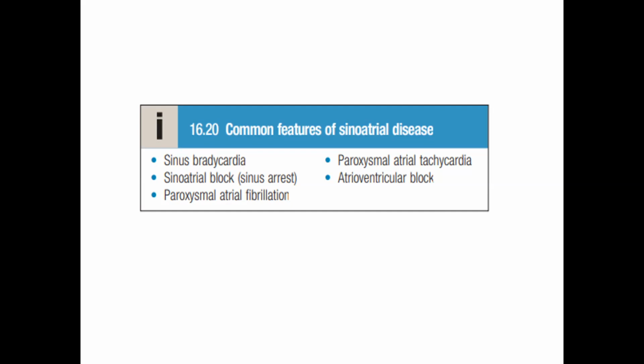Why? This SA node is not producing the impulse. So what happens? The tissues beyond the SA node will start producing the impulses, which leads to atrial fibrillation, atrial tachycardia, and also there are signs of AV block. These are the common features of sinoatrial disease.